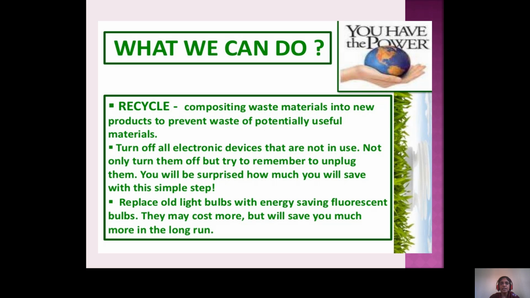Next, replace old light bulbs with energy saving fluorescent bulbs. They may cost more, but it will save you much more in the long run.